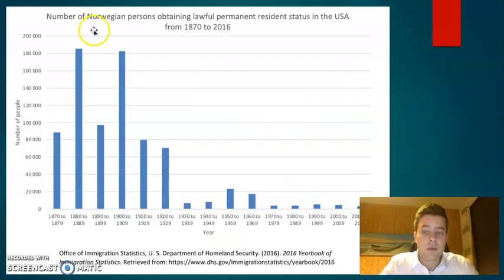And here we can see the number of Norwegian persons who obtained lawful permanent resident status in the US from 1870 to 2016. So we see that from 1870 to 1879 there were a lot of Norwegians coming, but then from 1880 to 1889 a lot of Norwegians came, and also from 1900 to 1909.